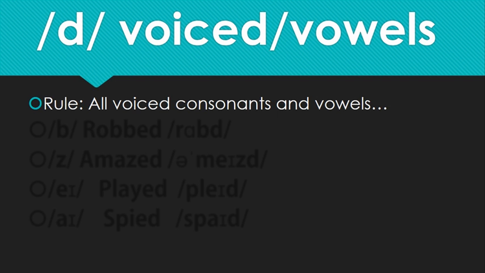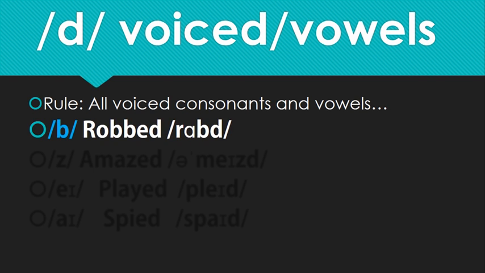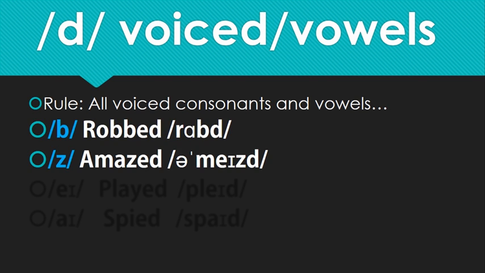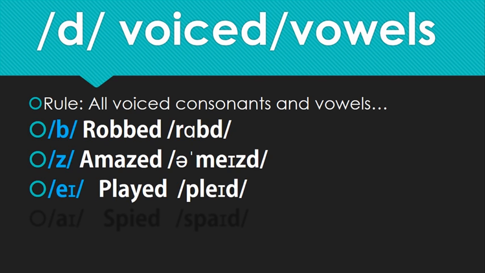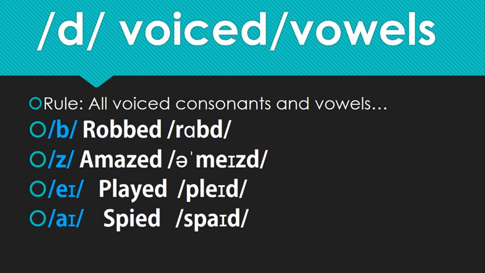Next, the rule for the d sound is voiced consonants, which is all the rest, and vowels. So we have, for example, b as in robbed, b-d. We have z in amazed, z-d, amazed. We have the diphthong, actually, of played, which is "ayd." And then spied, as in "I have spied on you," which is "eyed." Consonants that are voiced and vowels, all vowels, will be used with the d sound. Just keep that in mind.